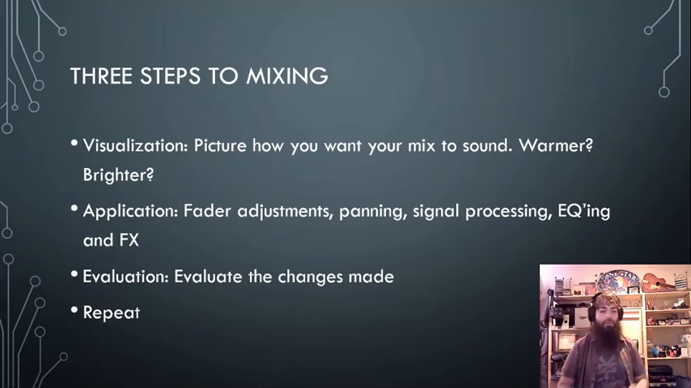So now that we've come up with this idea of what we want to do, then we can start making fader adjustments, panning, signal processing, EQing, different effects. And that happens at the application process. Once you've done that, usually just do one thing at a time. If you want to add reverb, add reverb to that track. Whether it be, do you want to do it in series or in parallel?